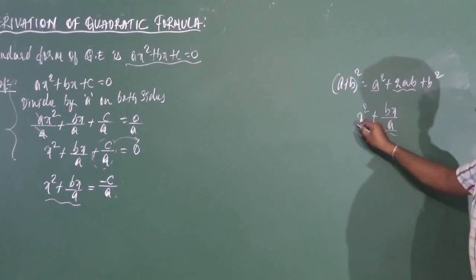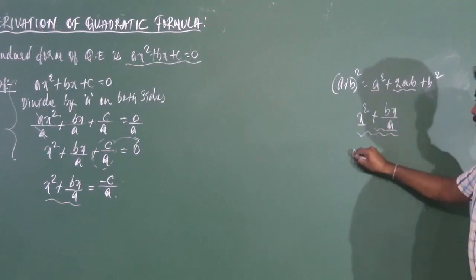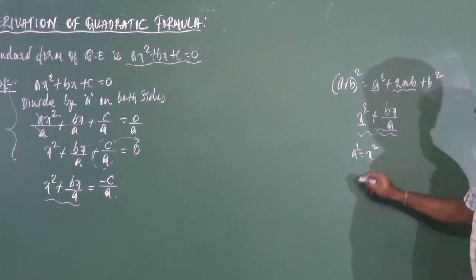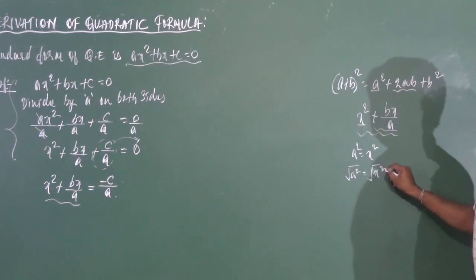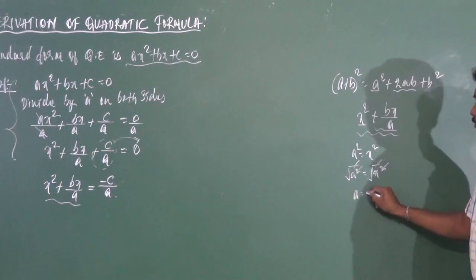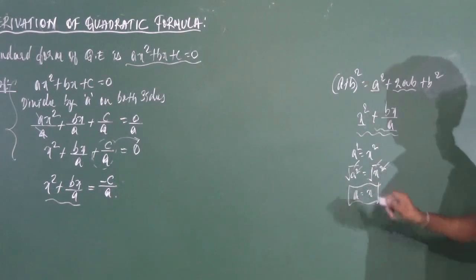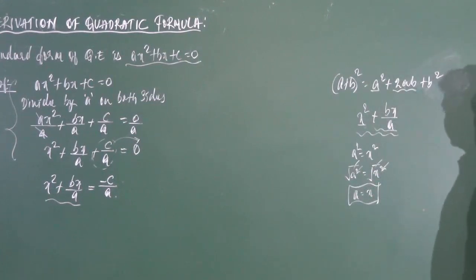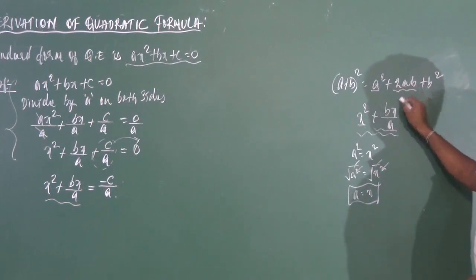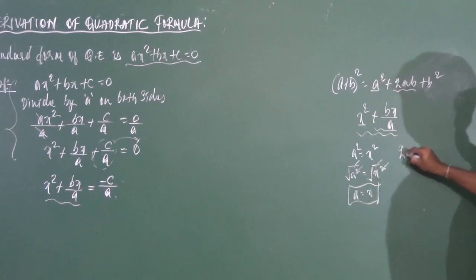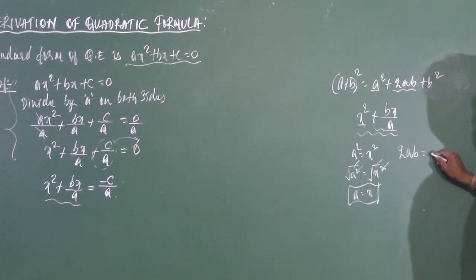Right? So what is x square? It is a square. So a square is equal to x square. When you take the square root on both sides, it is going to become a is equal to x. So one value we have got, a is equal to x. Then, now this 2ab is nothing but bx by a. So this is very important: 2ab is equal to bx by a.